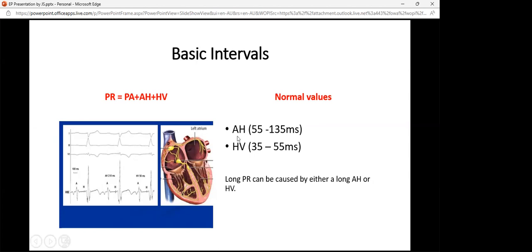The other interval we measure, which is quite important, is the AH interval. This is conduction within the AV node. This is telling me how quickly signals are traveling through the AV node, and whether they are passing through a fast pathway or a slow pathway.